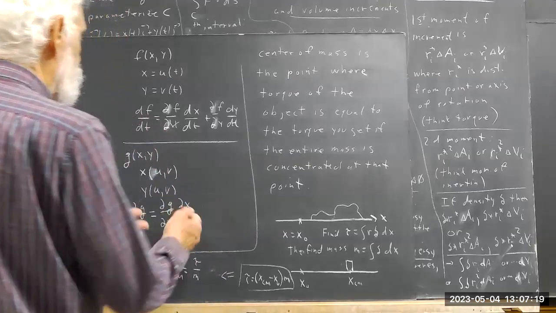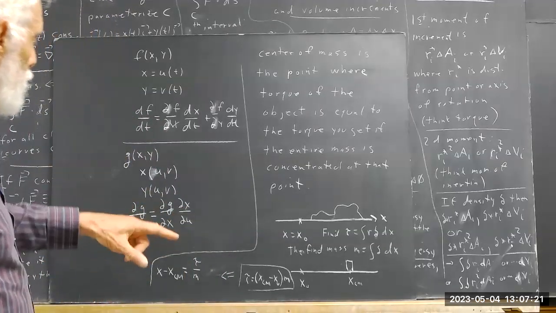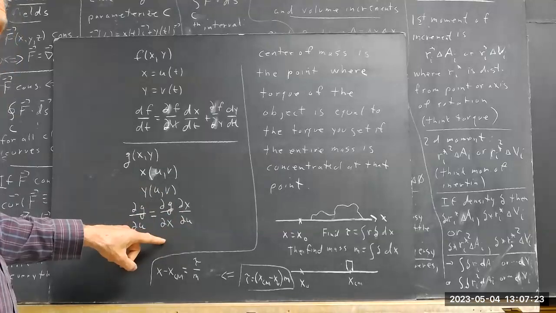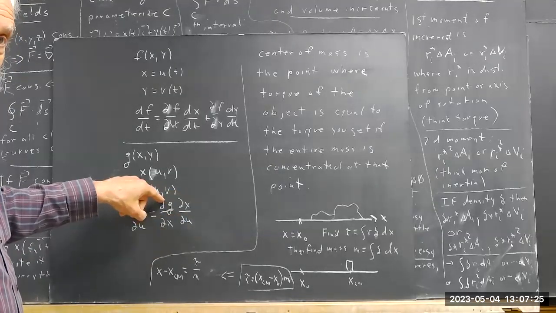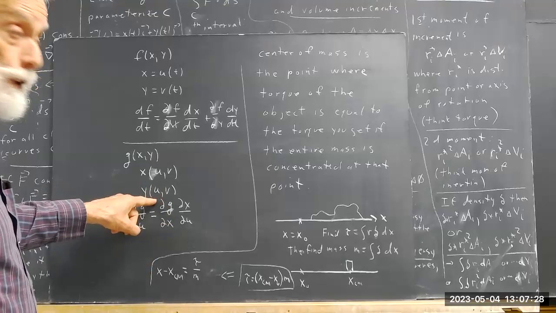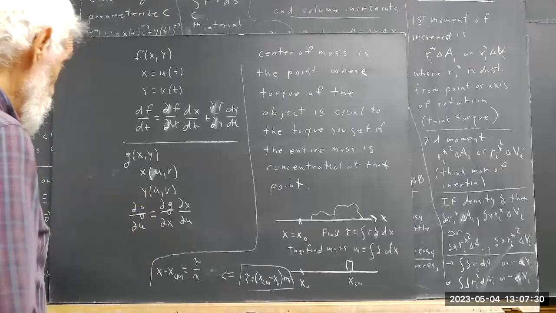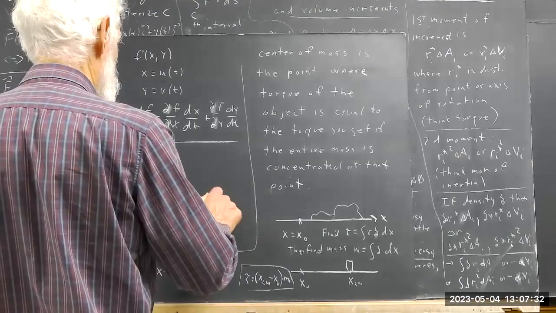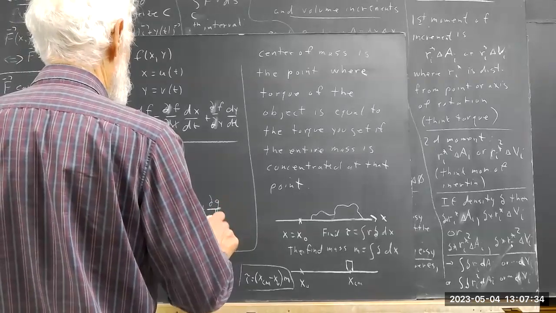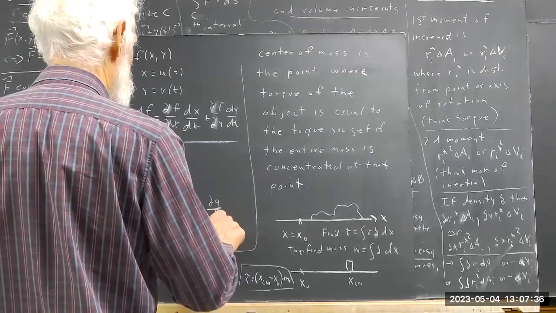Okay. Now, of course, U has changed, and that's caused G to change because U changes X, which changes G, but U also changes Y. So you better say, okay, well, you better count the fact that U also changes Y.